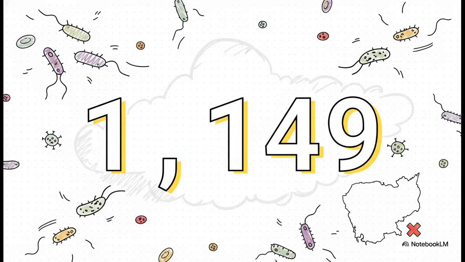And don't ever let their simplicity fool you. Take a look at this number. That's nearly 1,150 people. That's the predicted number of deaths from just one type of bacterial infection in one country over a single year. So yeah, these simple organisms are a very, very big deal.